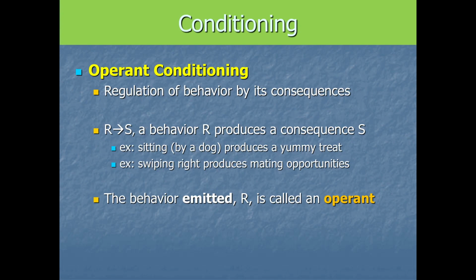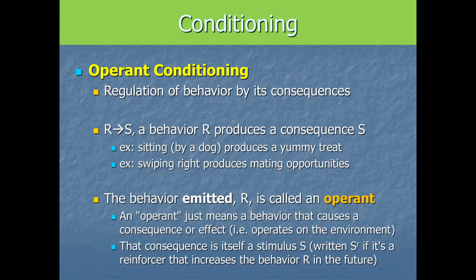The behavior here, the R, it's called an operant. Rather than calling it a respondent behavior, we call it an operant behavior, or an operant. That's just to help us keep track and distinguish from the behavior R that might show up in respondent conditioning. That's a respondent if it's elicited by a stimulus in respondent conditioning. It's an operant when we're talking about operant conditioning, where the behavior leads to something as an outcome. Basically, an operant just means a behavior that causes a consequence or effect, that operates on the environment. That consequence, the result we observe after doing a given behavior, is itself a stimulus, is an S.